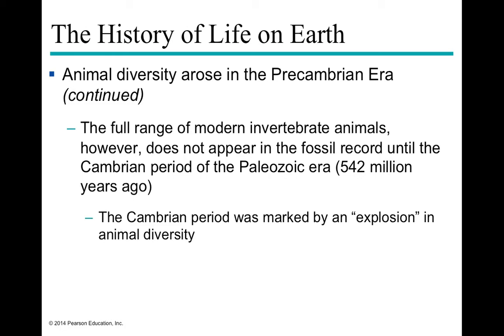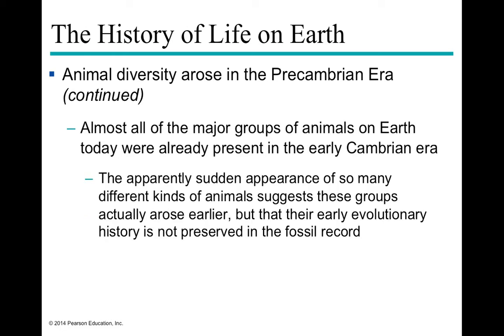So previously we were in the Precambrian period, now we're in the Cambrian period, and in this era we have a ton of what we call adaptive radiation, or an explosion of diversity of animal species. In fact, almost every single one of the major groups of animals that are still alive on Earth today were already present by the early Cambrian era. So almost everything can track its lineage back to development in the Cambrian era.